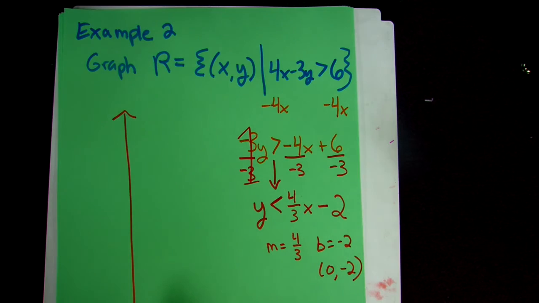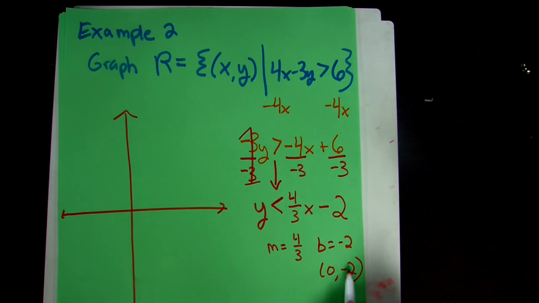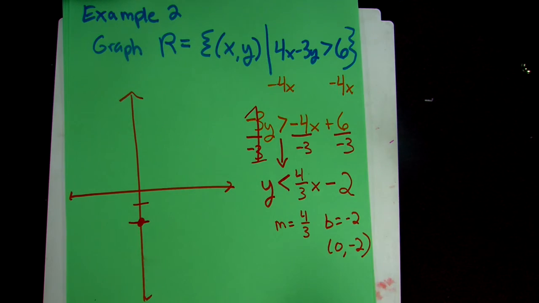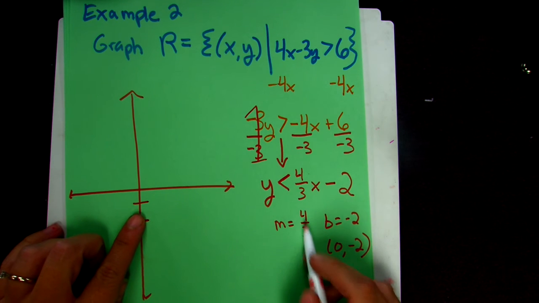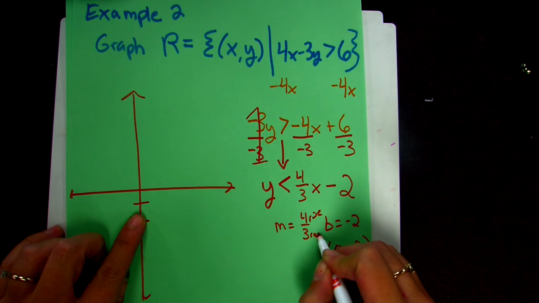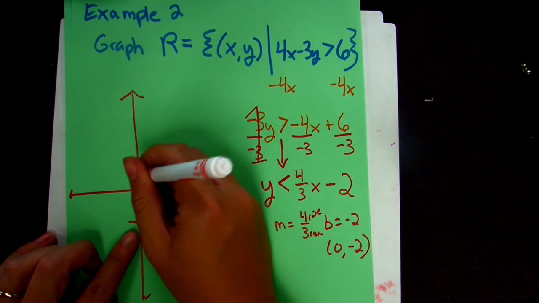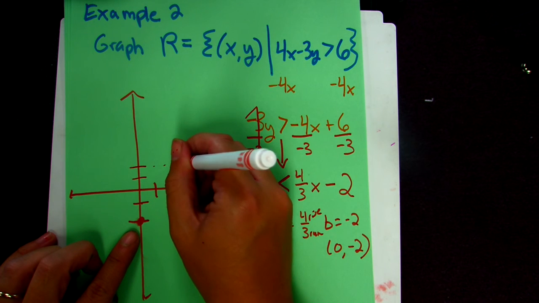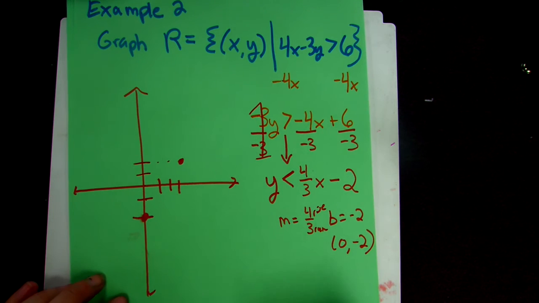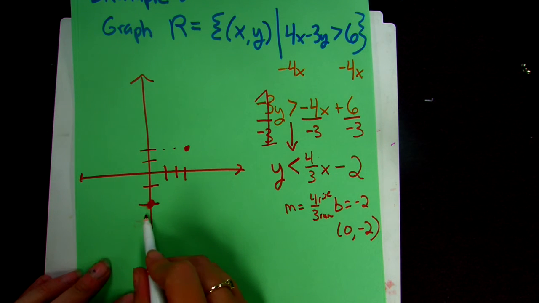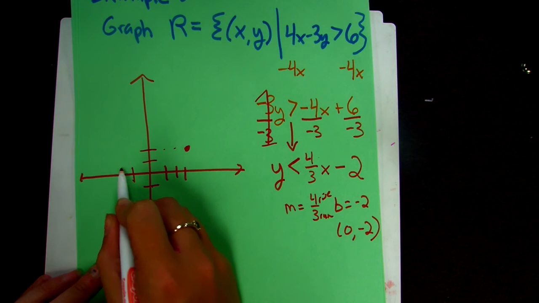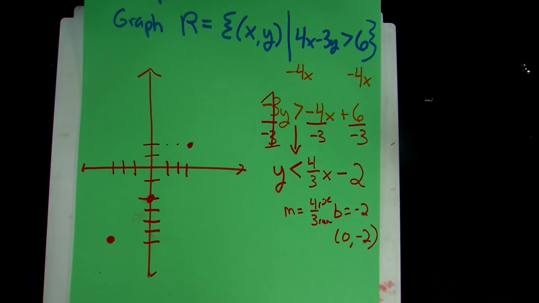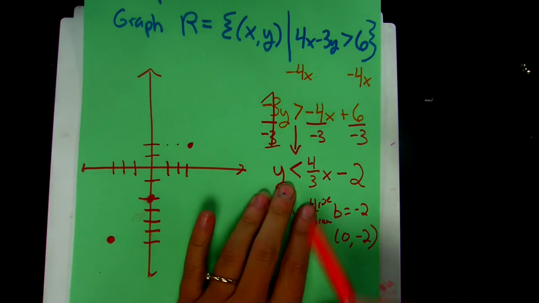So when I go to graph this, I want to graph my y-intercept, 0, negative 2. And then I want to use my slope to figure out 2 more points. So my slope is 4 over 3. So I'm going to rise 4 and run 3. So rise 4, 1, 2, 3, 4. And then run 3, 1, 2, 3. So here's my first point. Then I'll go opposite. So down 4, 1, 2, 3, 4, and then to the left 3. Here's my second point.